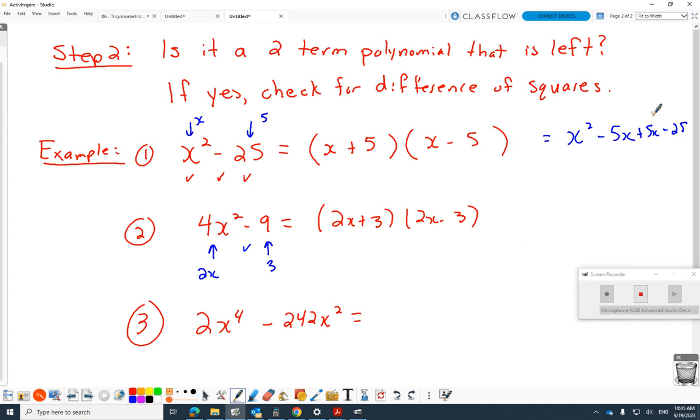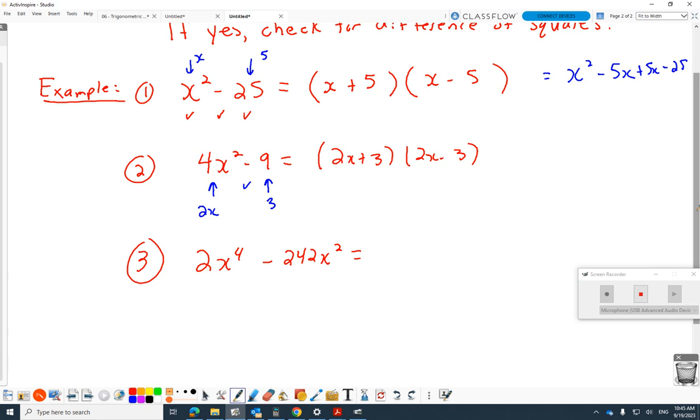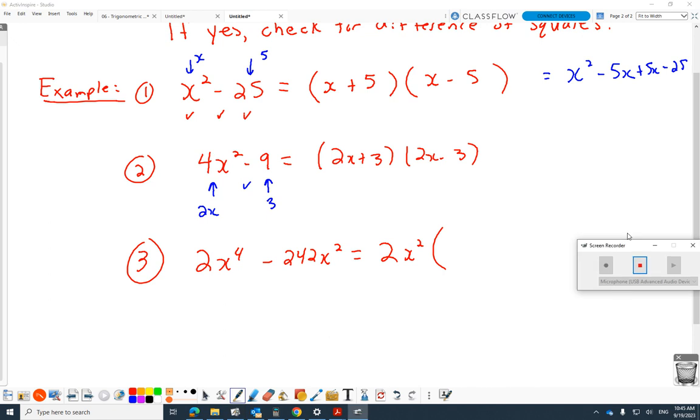Back to this question. That's why this guide is so important. That's why maybe you had trouble in 10 academic with this. First look, is there a common factor? Is there something that divides into 2 and into 242? 2. The biggest exponent I can pull out of this? x squared. I'm doing this a little faster than the previous page to get to the point of this example.